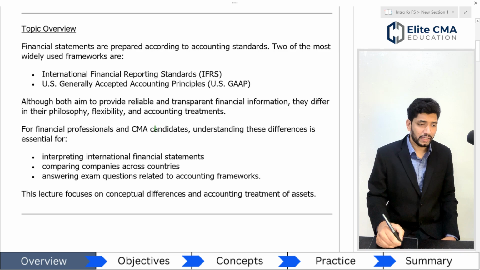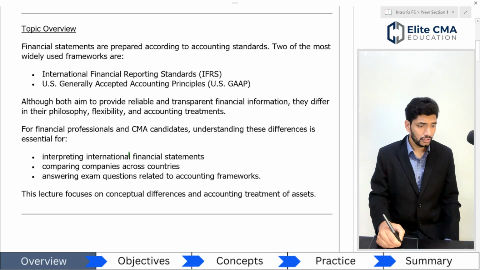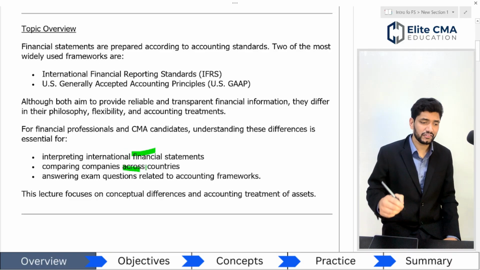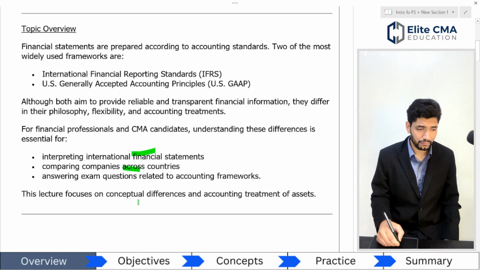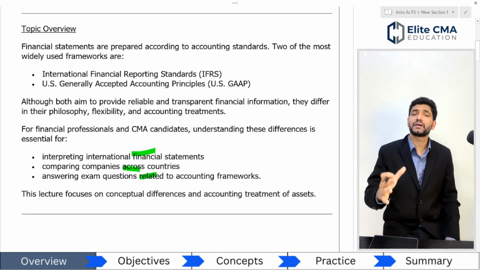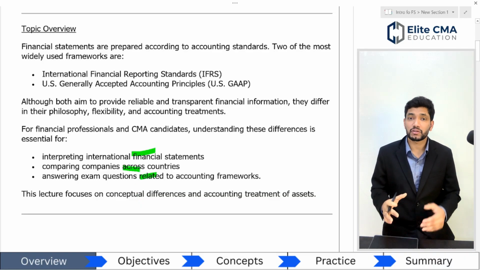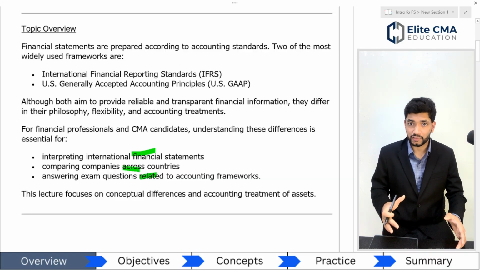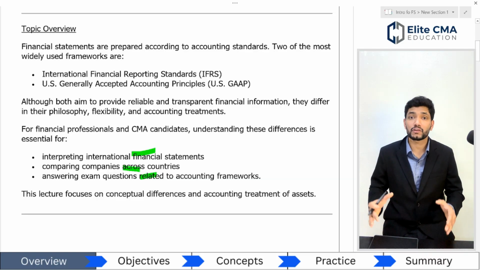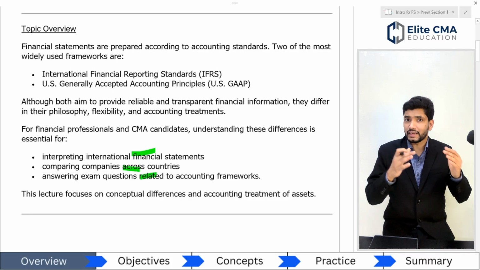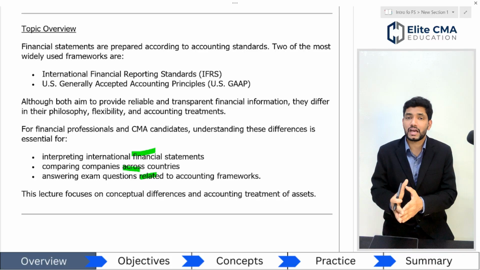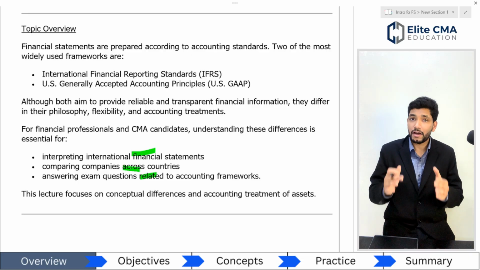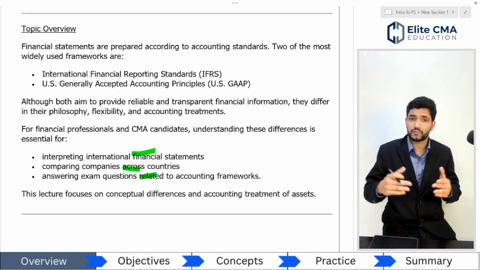As a CMA student, understanding these standards is essential for interpreting international financial statements, comparing companies across countries, and answering exam questions related to accounting frameworks. If you are comparing a financial statement from one country following IFRS with another country following US GAAP, understanding the key differences between IFRS and US GAAP is essential for a reliable and transparent comparison.